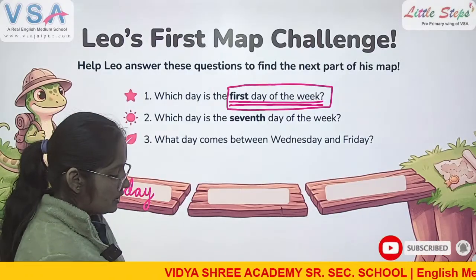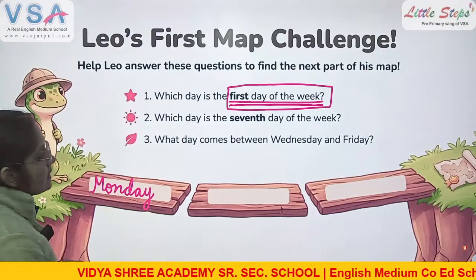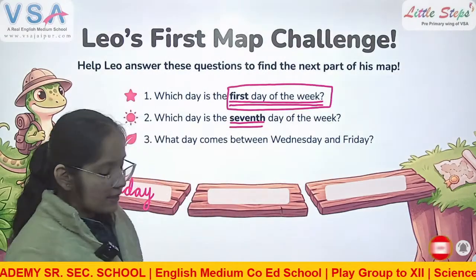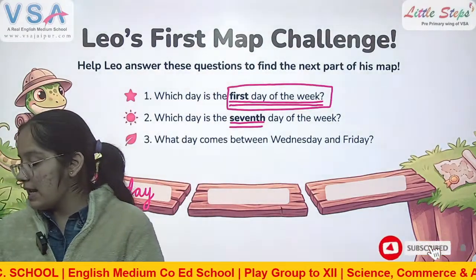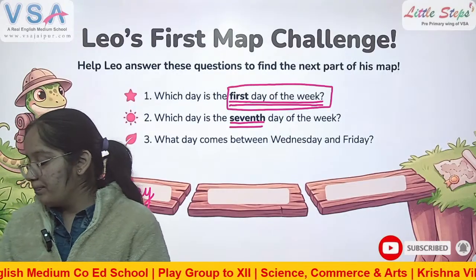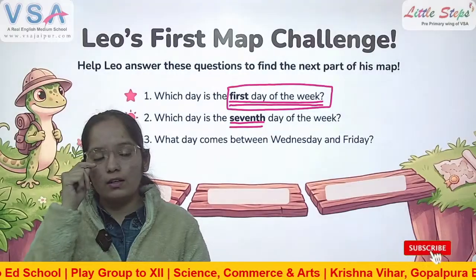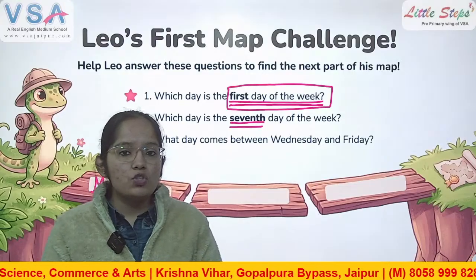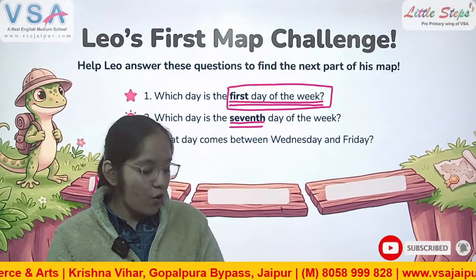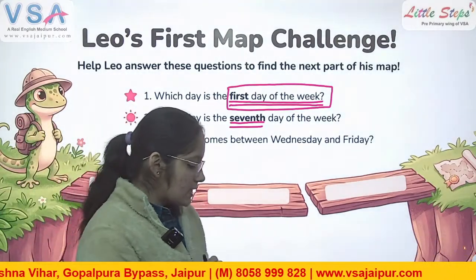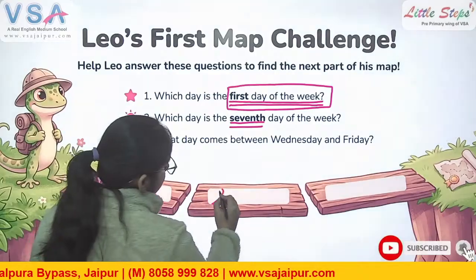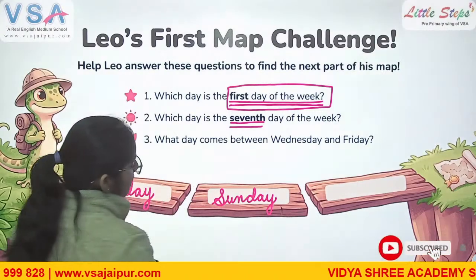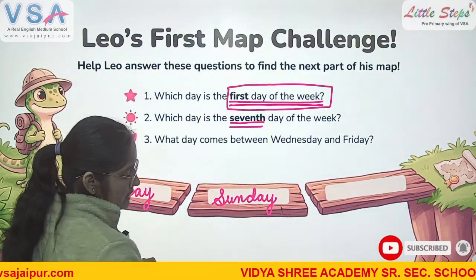Let's move to the next question. Which day is the seventh day of the week? Now we are asking which is the seventh day of the week, meaning the last day of the week. As we all know, a week has 7 days, so when we are talking about the seventh day, that is the last day. The last day of the week is Sunday. Sunday is the seventh day of the week, or we can say Sunday is the last day of the week.